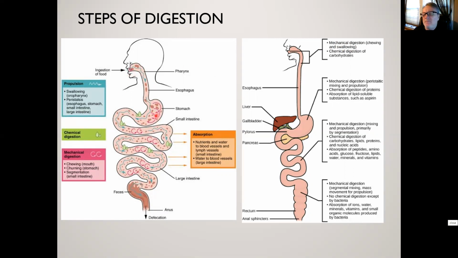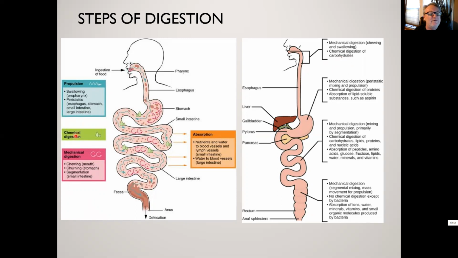And then the stomach has churning actions because of the smooth muscle oriented in different directions. But also the process of peristalsis through the small intestine is going to be pulling and segmenting the food into smaller and smaller pieces, which will aid in digestion.